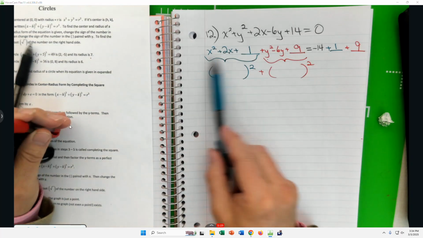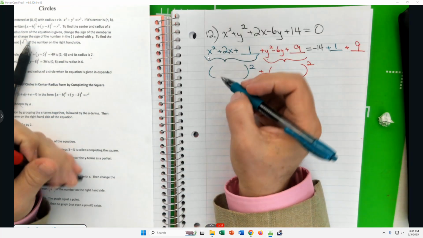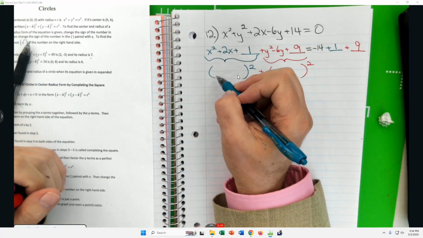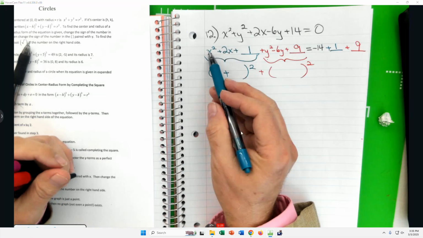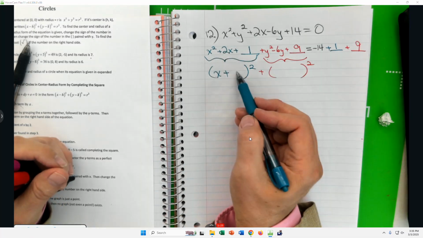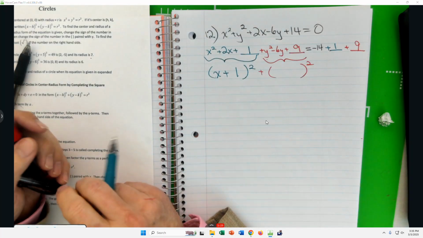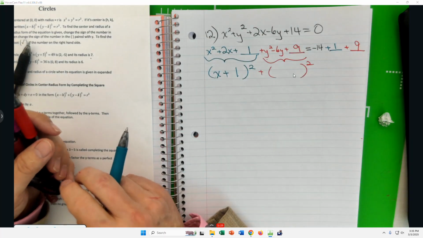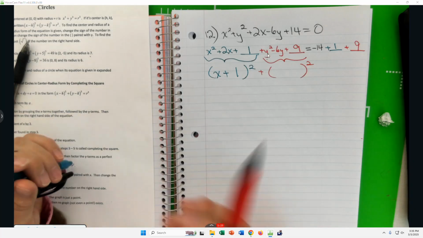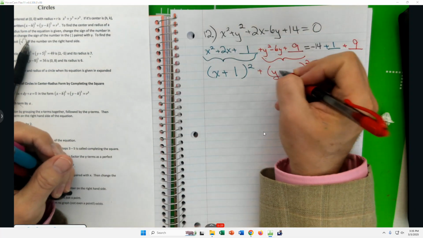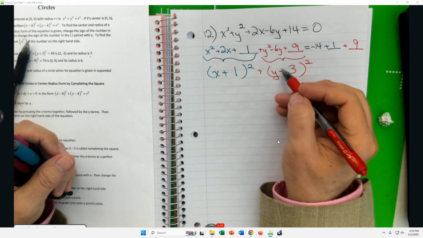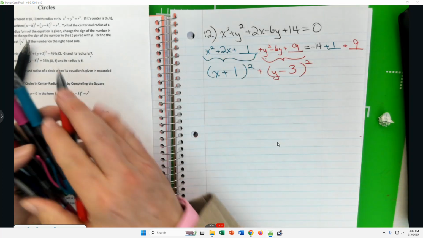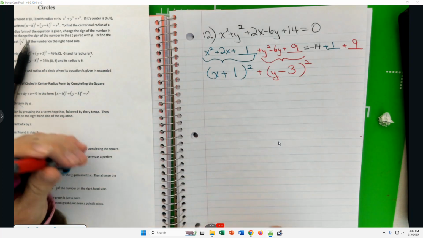Factoring the x terms, what will I have inside the parentheses? X plus variable sign half of that number. I agree. What's going to go inside the red parentheses? Y minus, okay, variable sign half of that number. Things look like they're going along great, don't they?